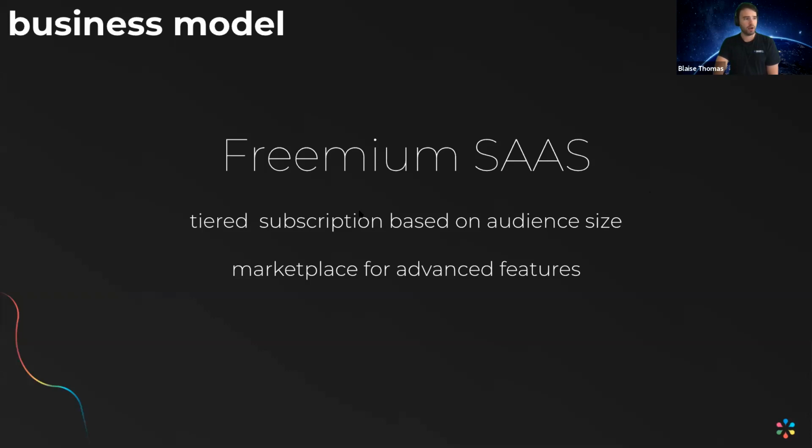So our business model is we are a freemium software as a service, which means that for the most part, our users get to interact with our product completely for free, but there are tiered subscriptions available because there is a cap on the audience size in the freemium tier. Currently that cap stands at 10 users, which, for example, for the purposes of this presentation, I'd be able to do this completely for free, as there are only 6 people who are connected. And then we also have a marketplace for advanced features.